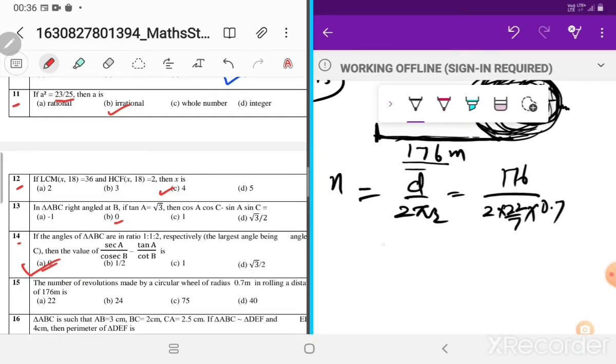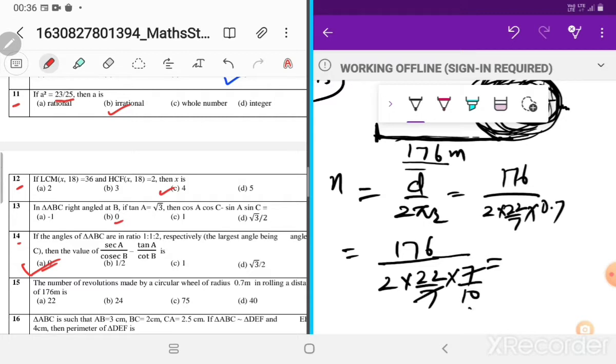So what will we do here? 176 upon 2 into 22 by 7. Don't shift this 7 up. Write it here and this 10 here. Then this 7 will cancel this one, and don't cancel this 2 with 10. Because it will be easy if we directly put the decimal with this 0, it will be very easy. No further long calculation.